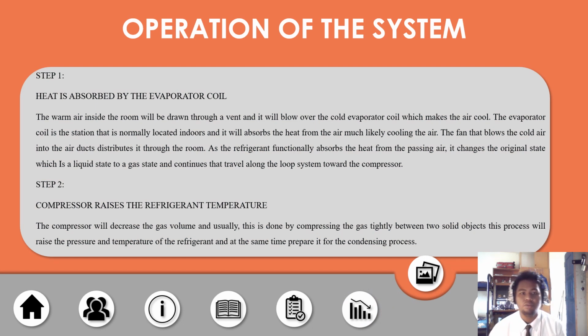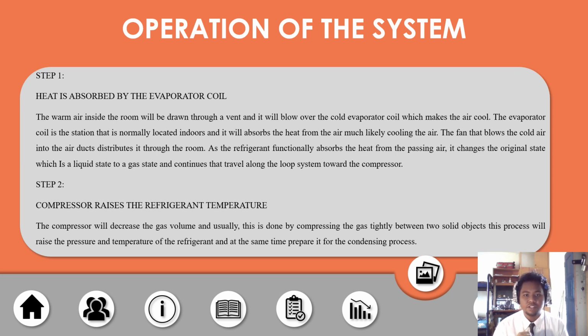Okay, so we move to the operation of the system. There are several steps of the operation. Step 1 is heat is absorbed by the evaporator coil. The warm air inside the room will be drawn through a vent and it will blow over the cold evaporator coil, which makes the air cool. The evaporator coil is the station that is normally located indoors and will absorb the heat from the air, thus cooling the air. The fan that blows the cold air into the air ducts distributes it through the room.